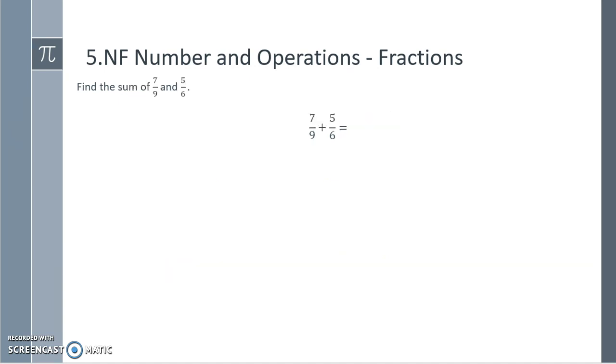All right, let's find the sum of 7/9 and 5/6. We know that we can't combine these because we don't have the same pieces.